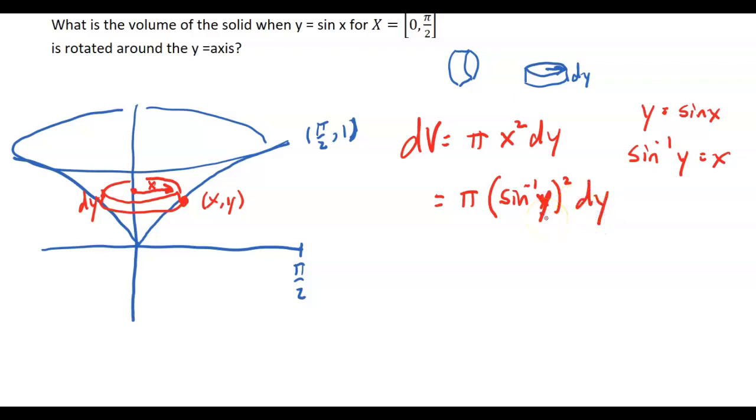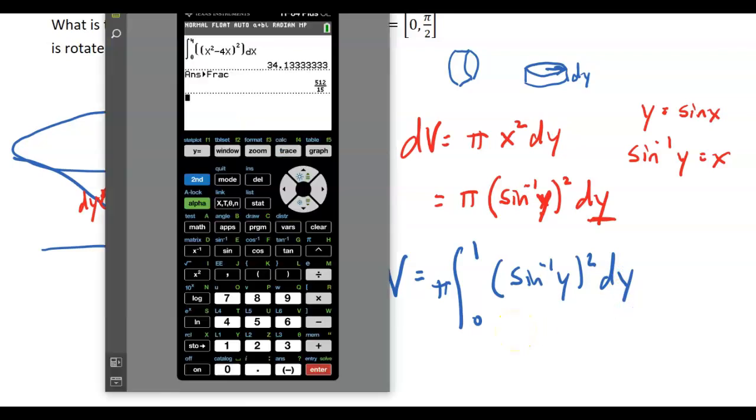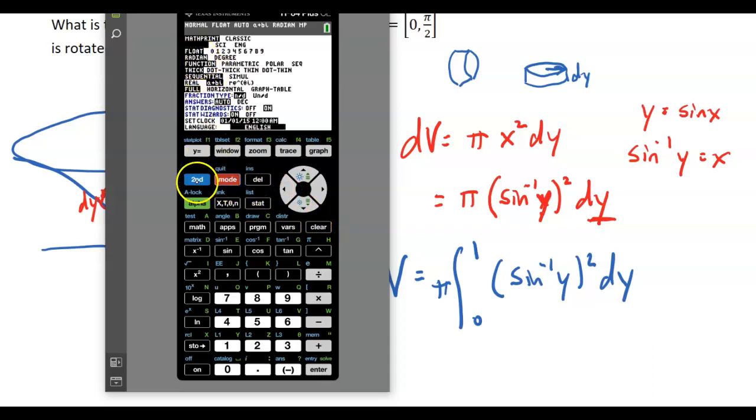All right, now here's something to watch out for. Since I'm talking about doing everything in terms of y, for my limits on my integral, I have to go from the starting y value, which is 0, to the top y value, which is 1. Okay, so I'm going to go pi times the integral of inverse sine of y squared dy from 0 to 1. Now you're definitely going to need to use a calculator for this. And make sure that you are in radian mode when you're doing this, okay?